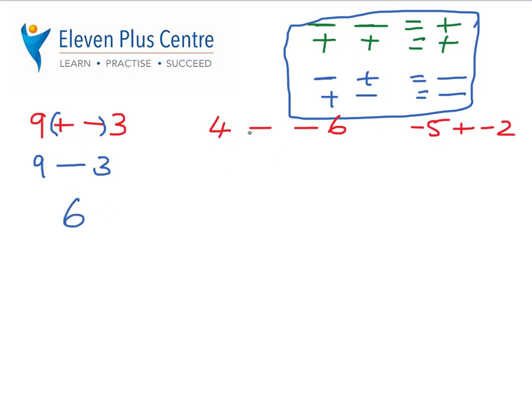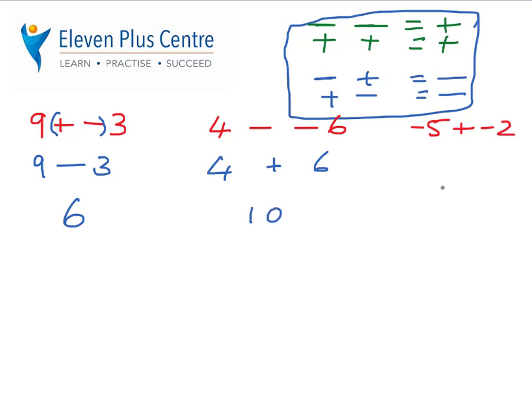Okay, so now look here, 4 minus minus 6. What do we know about the two minus signs? Well, we know that two minus signs, because they're the same as each other, always make a plus. So you rewrite it. So it becomes 4 plus 6, and that makes 10.